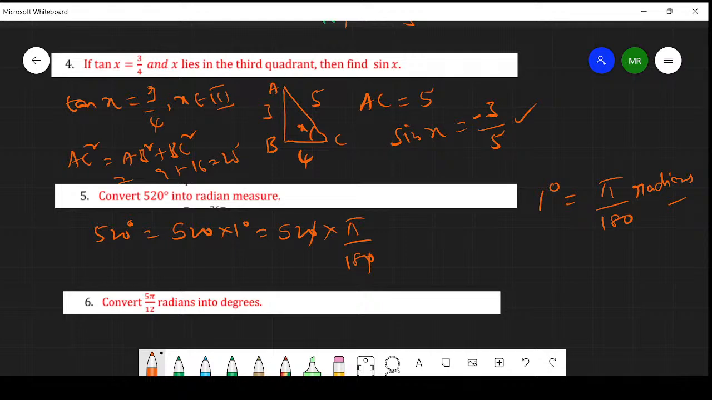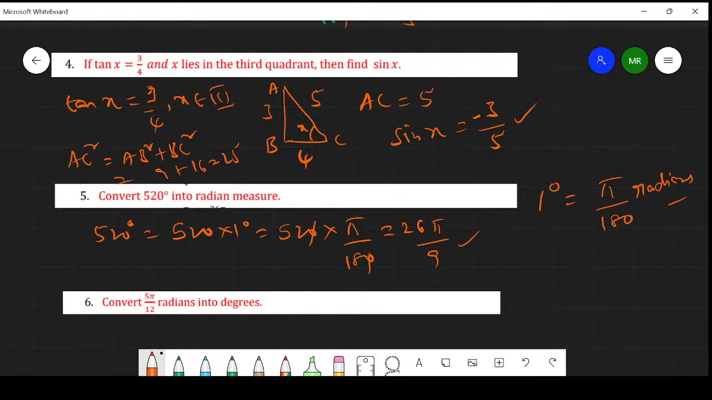Correct. So you simplify this, you will get the answer. If I simplify this one, it comes to 26 pi by 9. 520 into pi by 180. You will get the answer 26 pi by 9 radians. That's all, 26 pi by 9 radians.